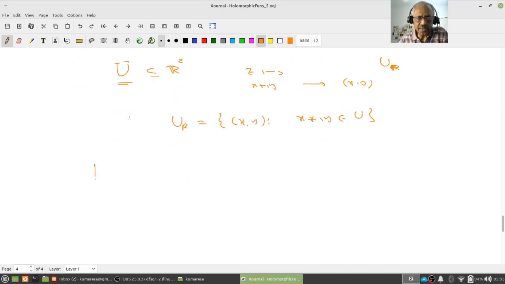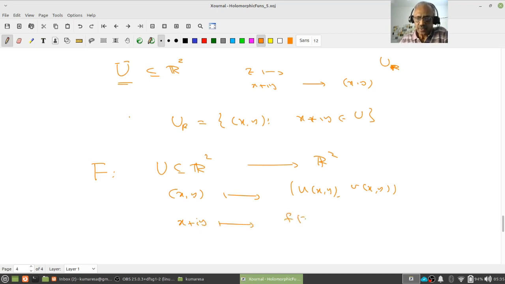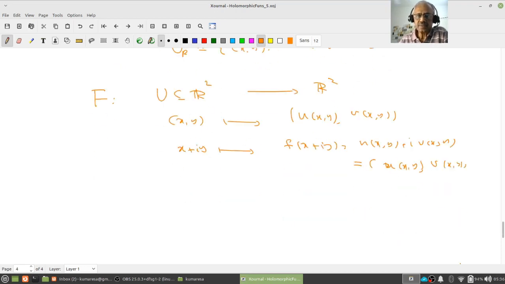Now do you see, I have a function capital F from U in R2 to again R2. Now you give me (x, y). What I will do is write it as (u(x,y), v(x,y)). That is, intuitively, x plus iy goes to f of x plus iy, which is u(x,y) plus i times v(x,y). That goes to, I identify with R2, (u(x,y), v(x,y)), right? Yeah. Now this is the modern version.